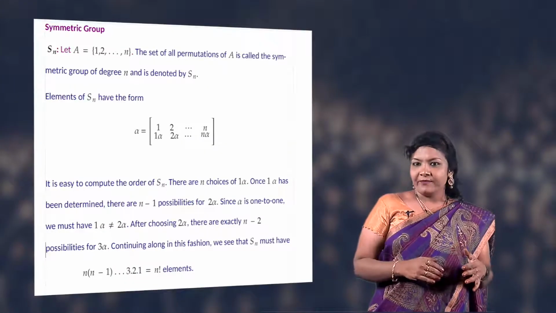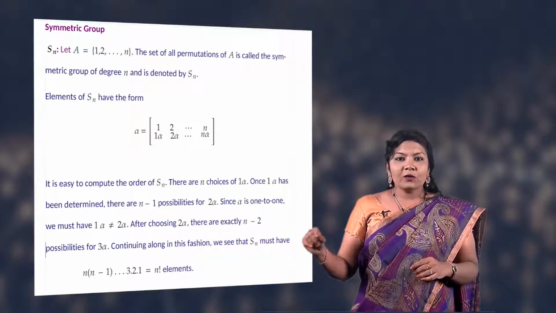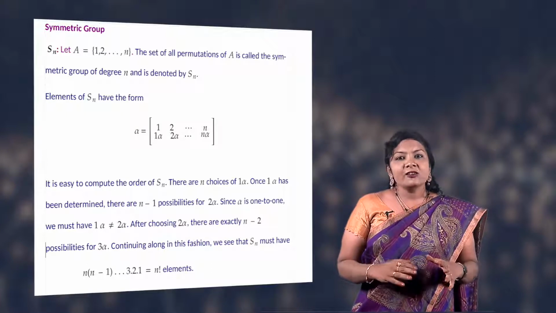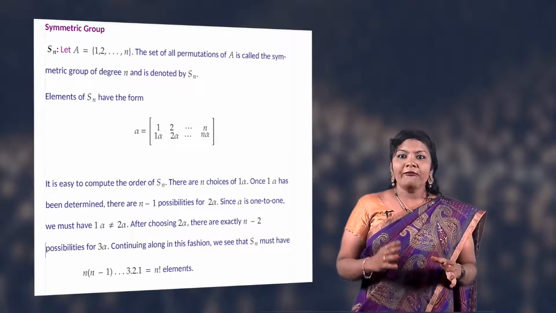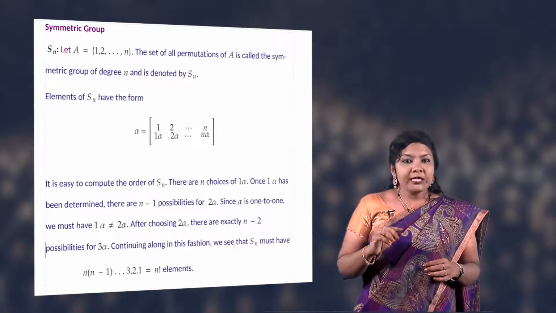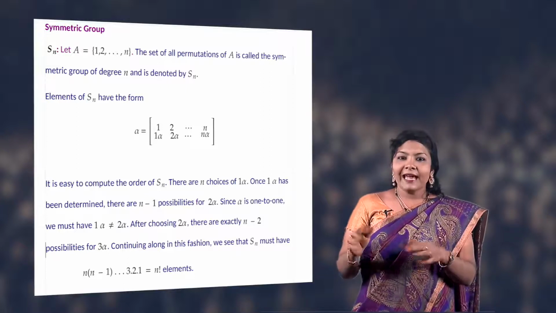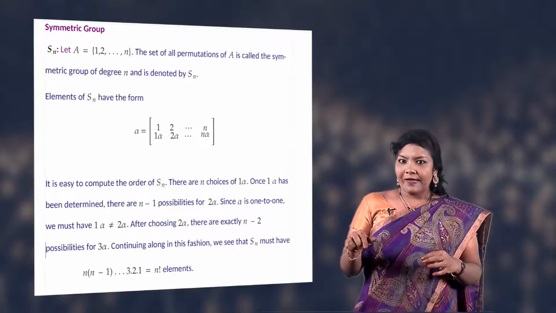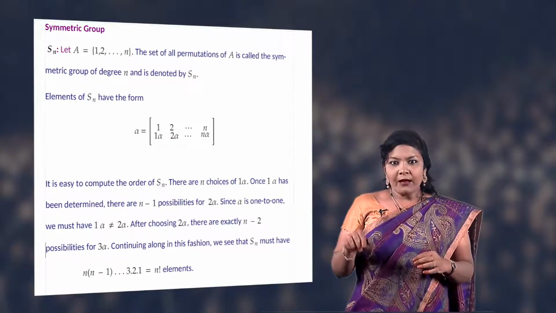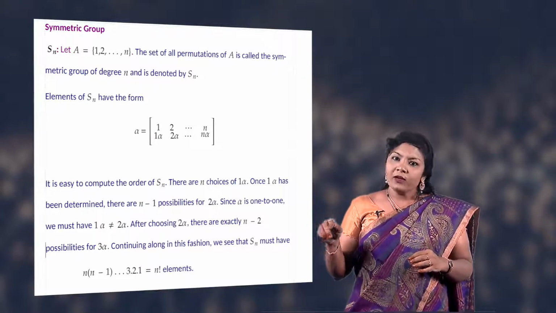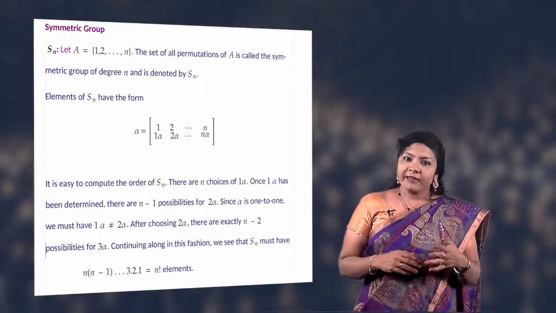Symmetric group Sn. Let A be the set 1, 2, and so on up to n. The set of all permutations of A is called the symmetric group of degree n and is denoted by Sn. Elements of Sn have the form like this. See here, alpha is equal to 1 goes to 1 alpha, 2 goes to 2 alpha, and so on, n goes to n alpha.